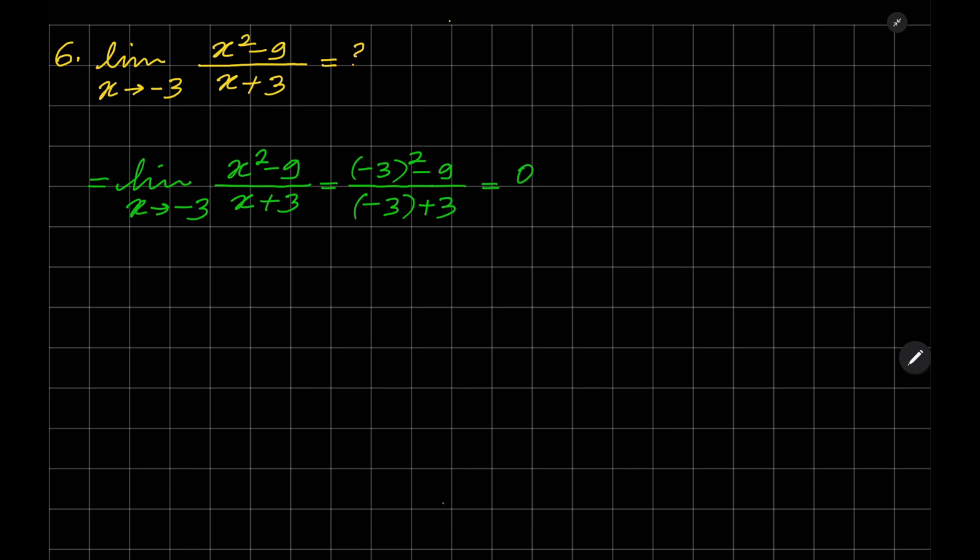which is equal to 0 over 0, which is an indeterminate form of the limit theorem. So we cannot use the substitution method for this example. So we need to use factoring method.